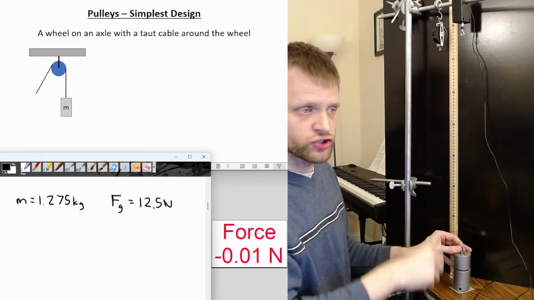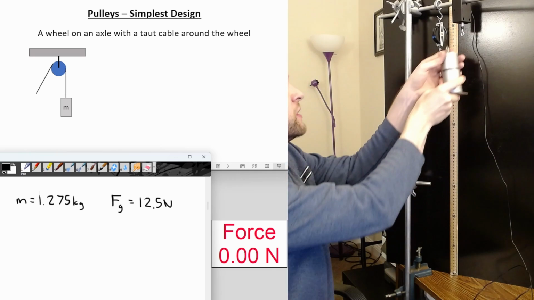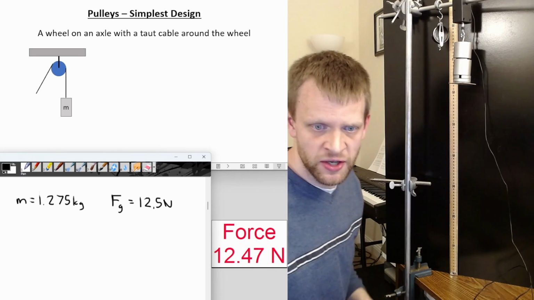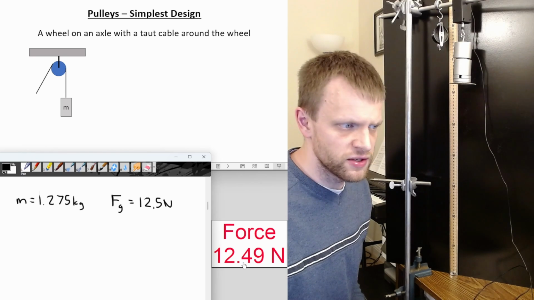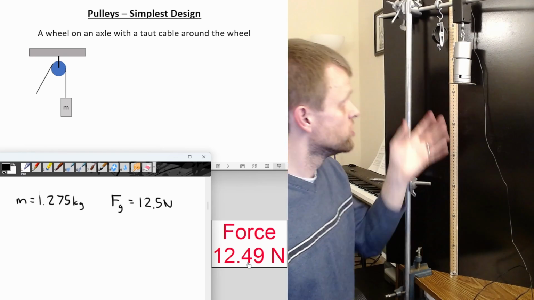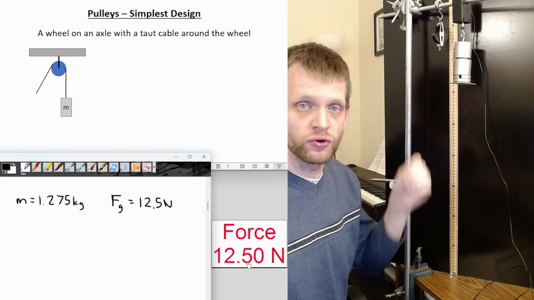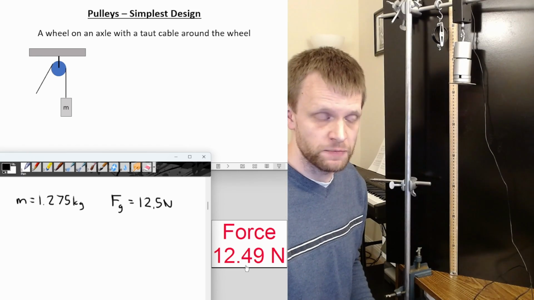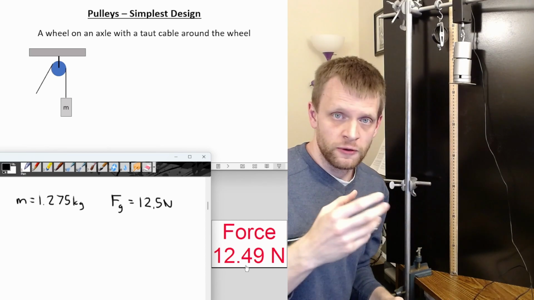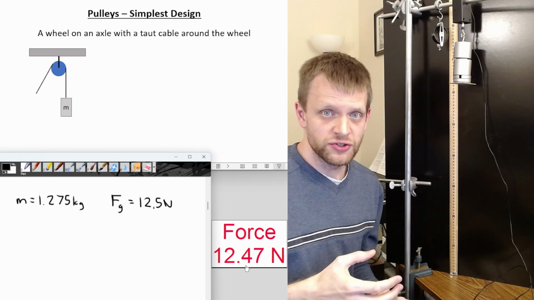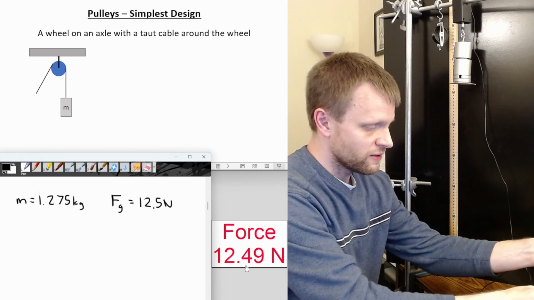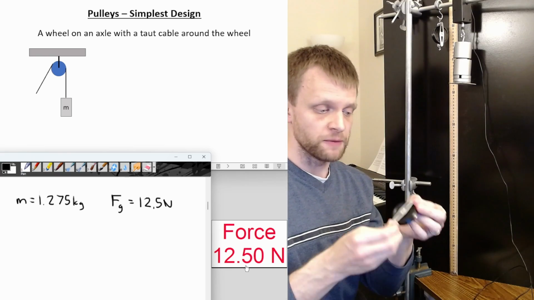So I've got a force sensor up here. Let's make sure that this is accurately measuring the force acting on this object. And yeah, within a little bit of rounding, we get right around 12.5 newtons of force pulling down. That is going to be the force that we have to overcome in all of these experiments. Because if I'm just lifting this thing up, I need to apply that full 12.5 newtons of force. We're going to be trying to reduce how much force we need to apply by using pulleys.